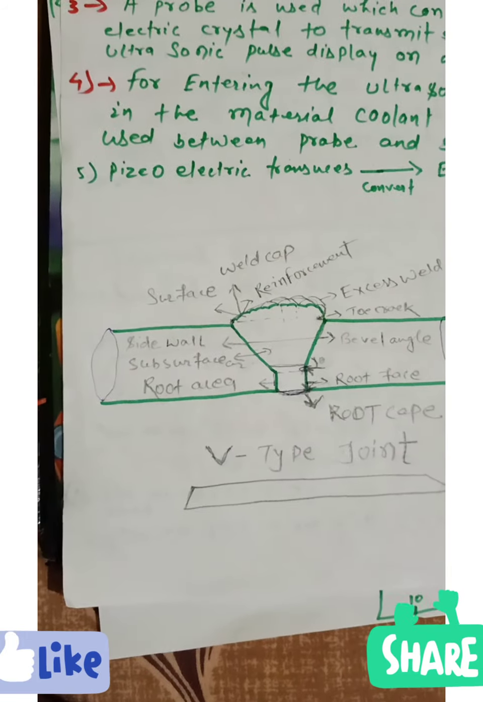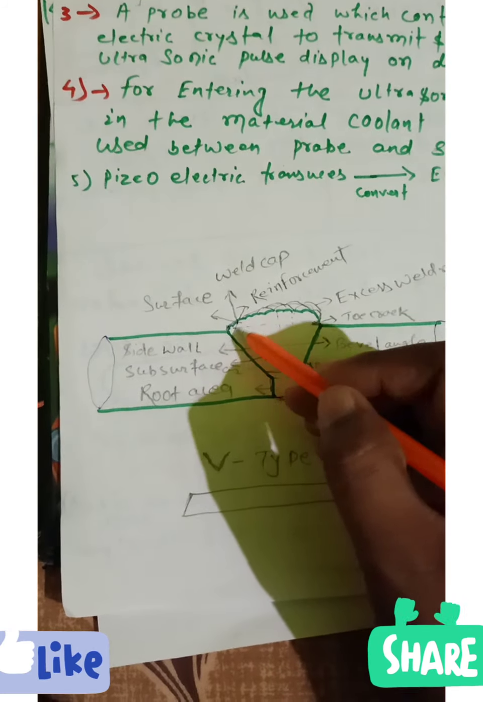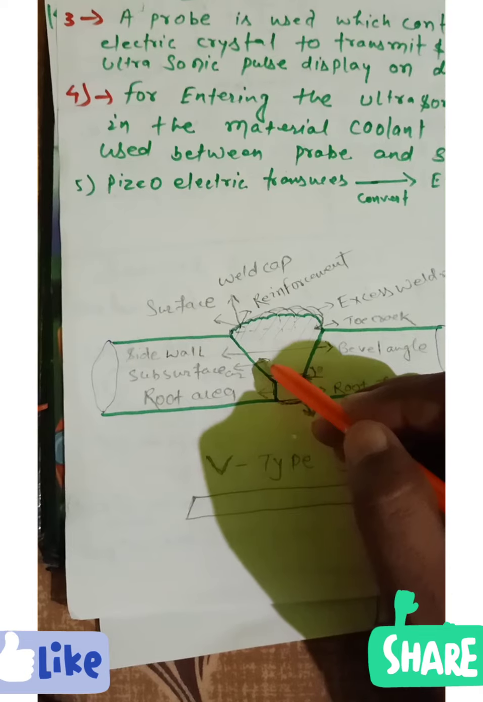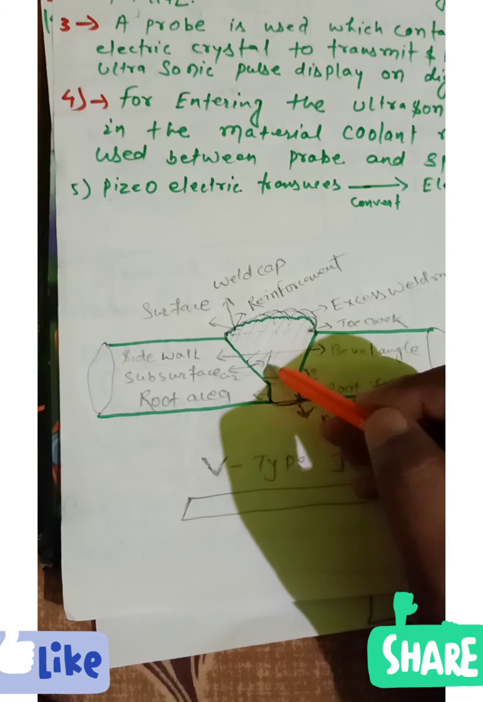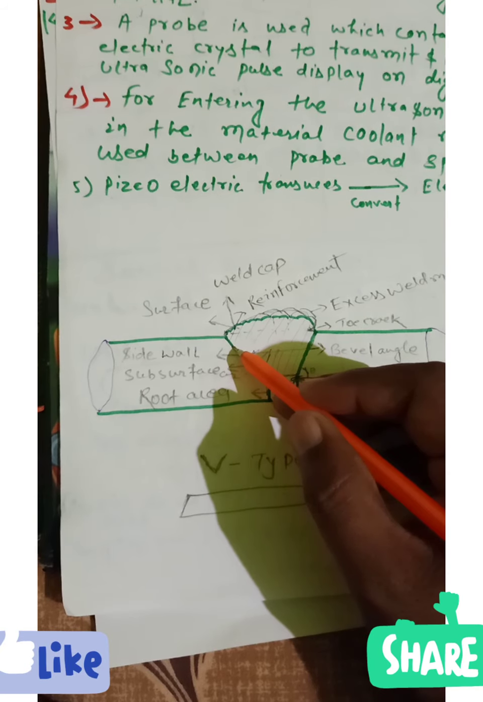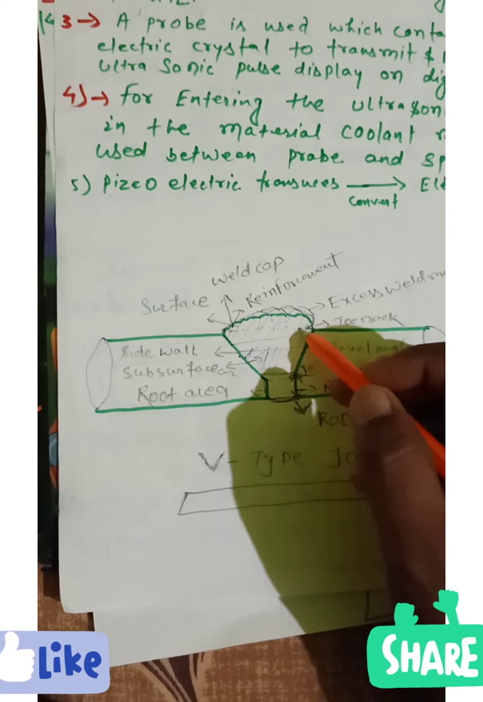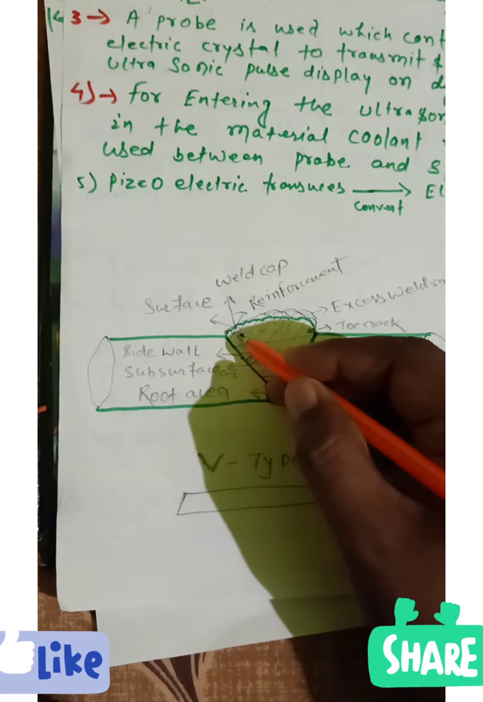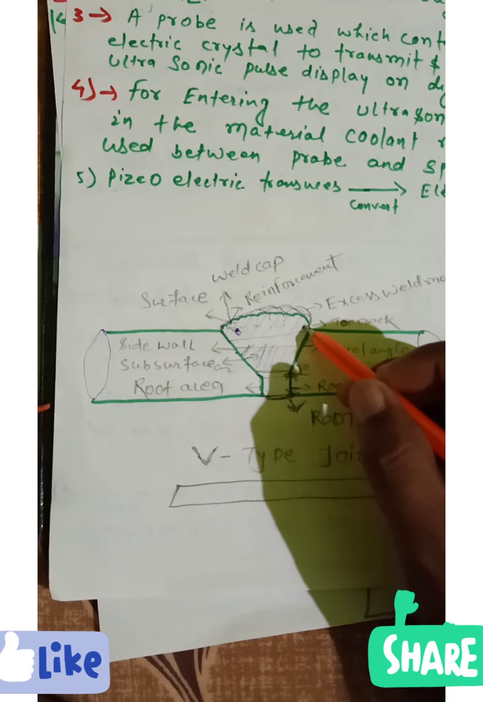And I told you I can explain where is surface and subsurface. So this area is known as surface. Okay, and between root and surface area is known as subsurface. This area is known as subsurface, and on top of the subsurface is surface. So some of the defects come here, so we call it surface defect, like here toe crack. Here is the defect.